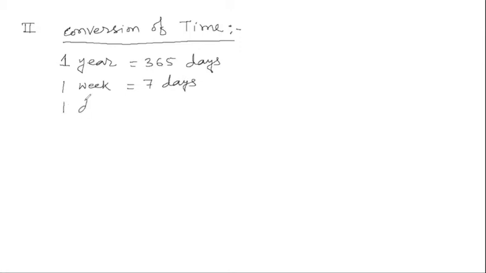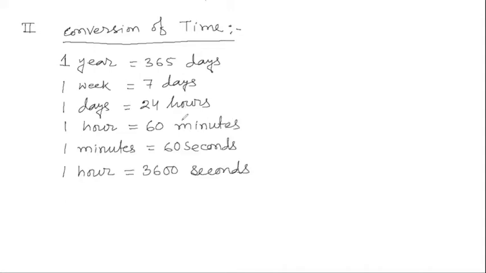Next, 1 day is equal to 24 hours. 1 hour is equal to 60 minutes. How did we get 3600 seconds? 60 into 60. That is, 1 hour equals 60 minutes, and 60 minutes equals how many seconds? You have to multiply by 60. Then 60 into 60 equals 3600 seconds. So 1 hour equals 3600 seconds.